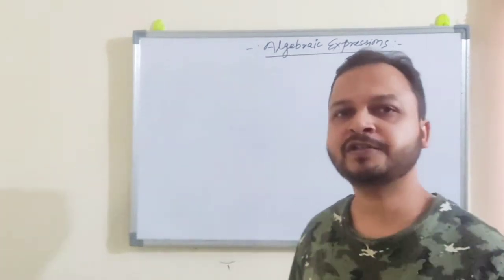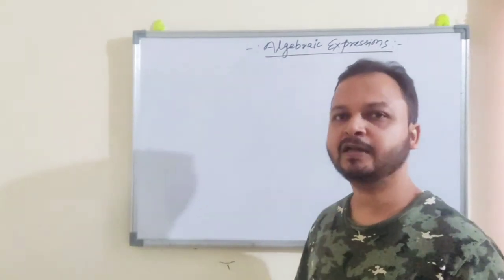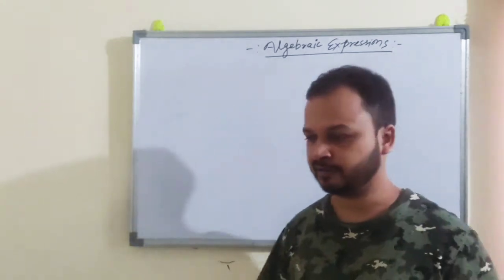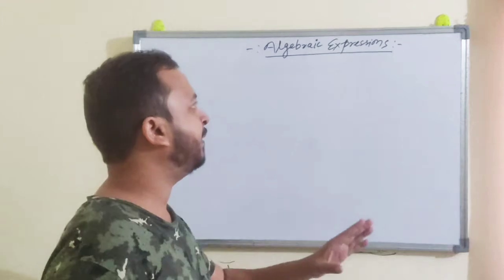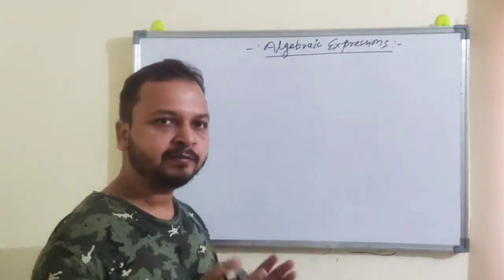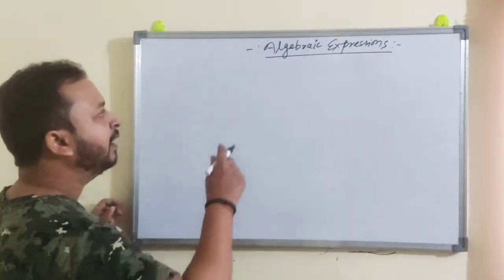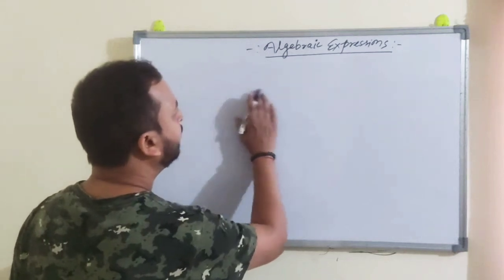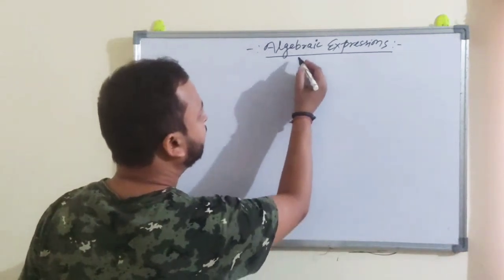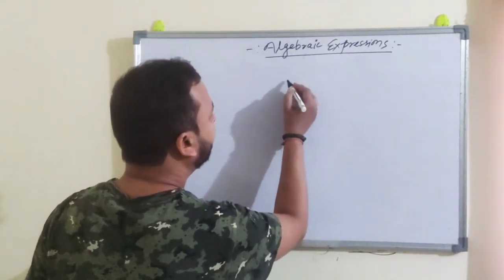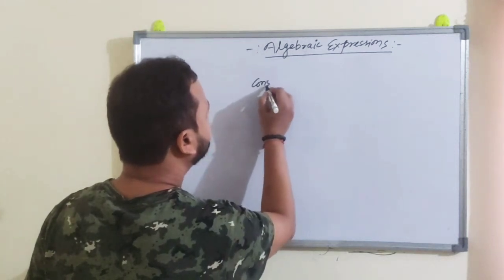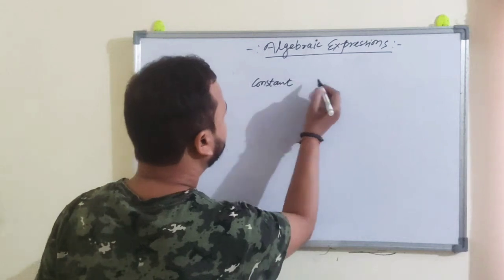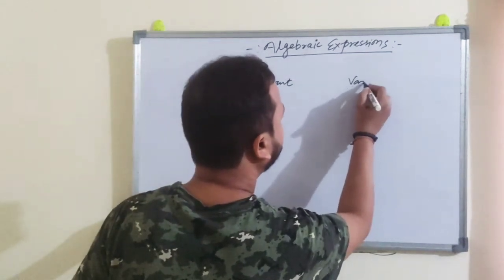So today we are going to start the new chapter, right? That is algebraic expressions. So before starting the main topic, we are going to understand some basics, right? For algebra, you have to understand two things. One is constant and another is variable.